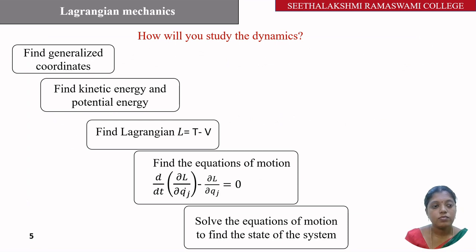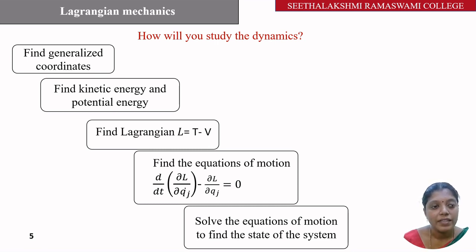So here the problem is to find the generalized coordinates. Firstly, we have to find the generalized coordinates. These generalized coordinates are the minimal number of coordinates that should take care of all the constraints, and also that should describe the complete state of the system. So we can say generalized coordinates are the minimal number of coordinates that are required to specify the complete state of the system, which should take care of all the constraints of the system.